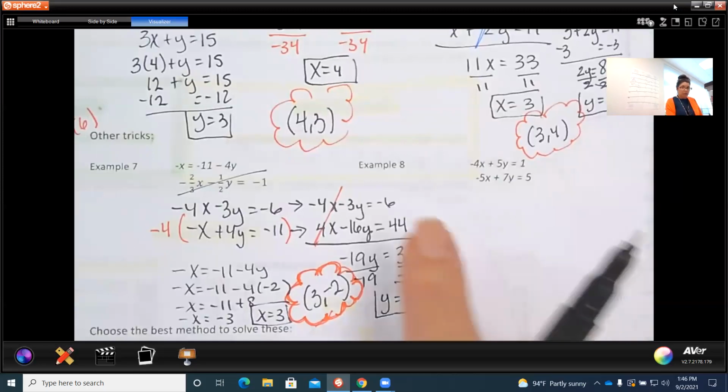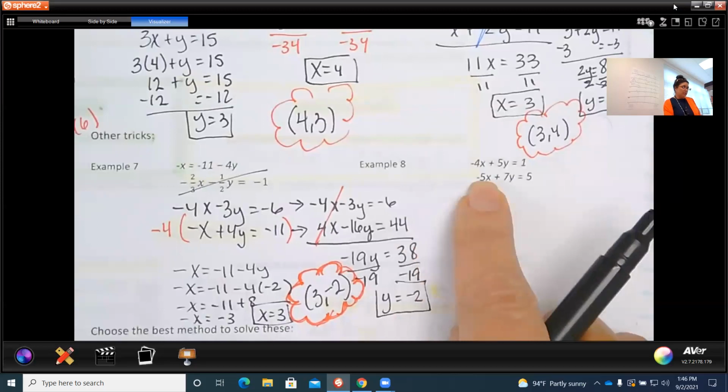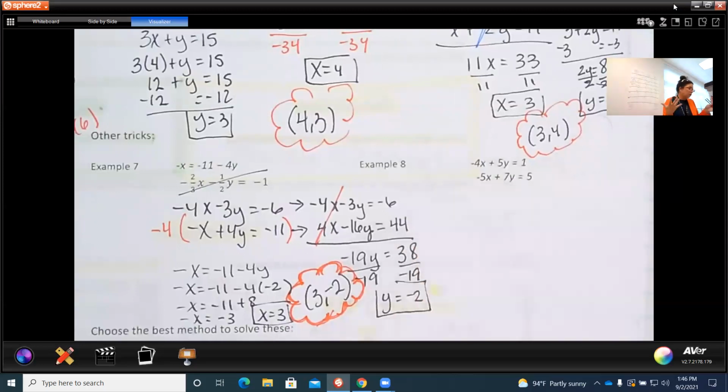Now, currently my x's are both negative. One's got to be positive. It doesn't matter which one, but you've got to make one of them turn into a positive number, okay? So I'm just going to make my top one turn into a positive 20x. So what will I need to multiply the top equation by?